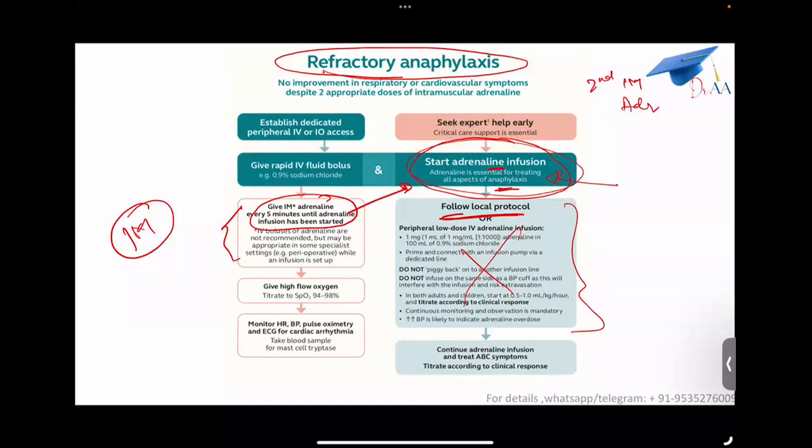Doctor, sorry, I did not understand the difference between the anaphylactic and the other one, on the slide before.